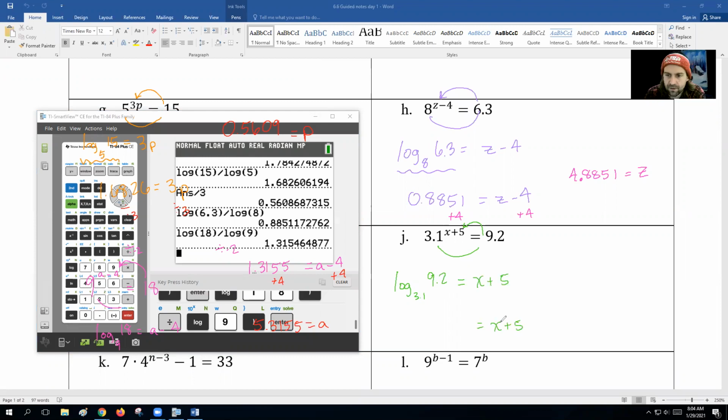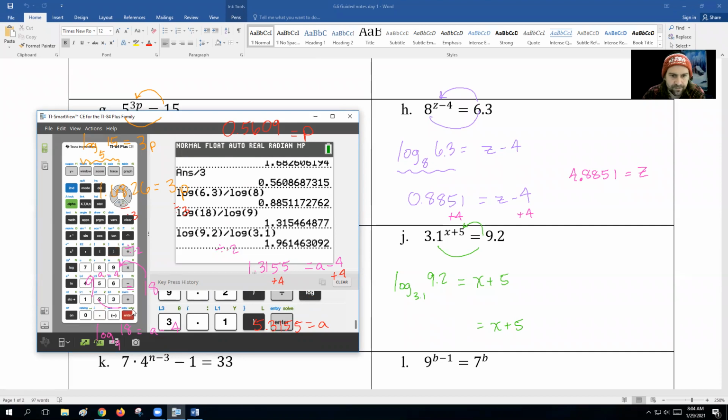So you're going to go ahead and plug that into the calculator. So we have log 9.2 divided by log 3.1. And we get an answer of 1.9615. You guys should have been able to see that.